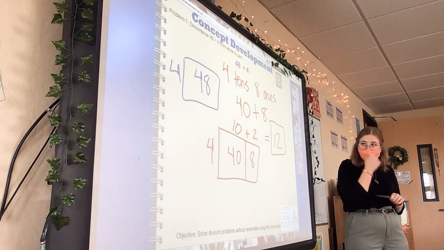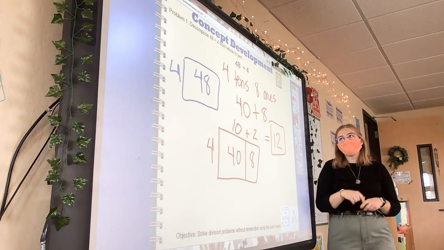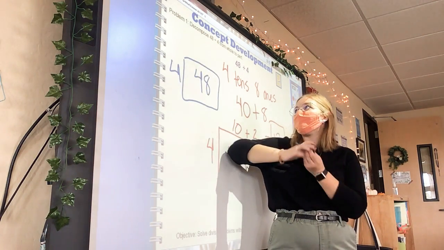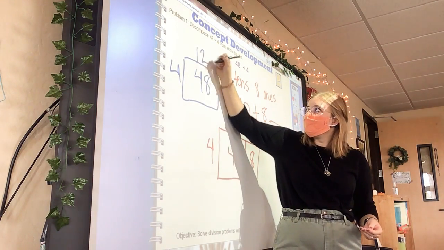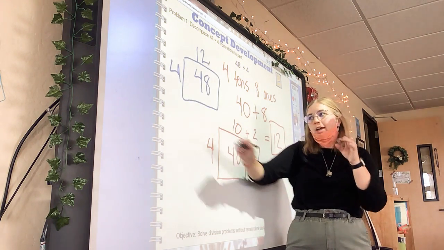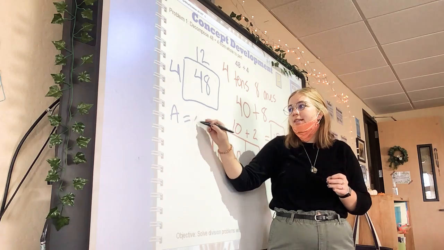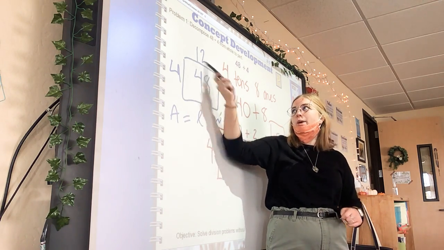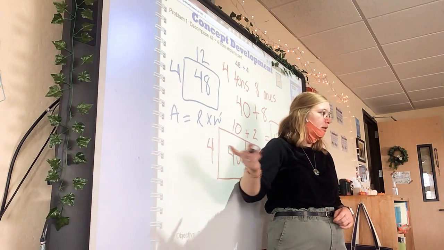Yep. So if I were to look back at this original rectangle, the length is 12. Okay? Which then, if we think of the area formula, area equals length times width. So length times width, 12 times 4 gives me 48.